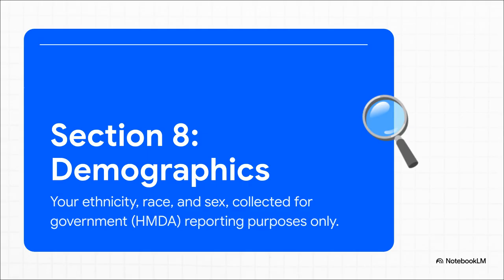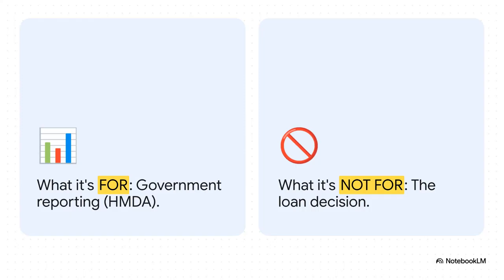Now, Section 8 is one that can sometimes make people scratch their heads. This is where they ask for demographic info, your ethnicity, race, and sex. A lot of people wonder, wait, why do they need to know this? So let's clear that up right now. So let's be super clear about this.